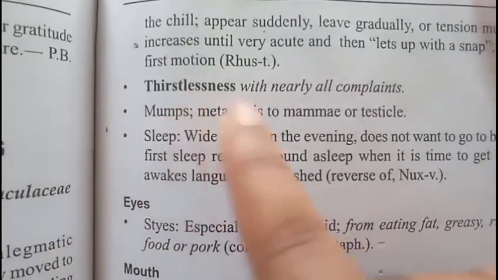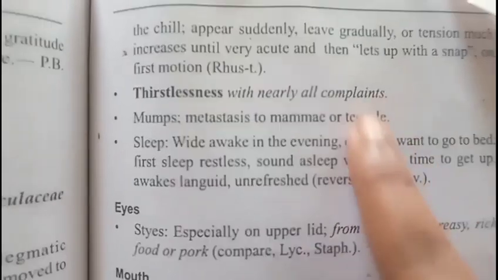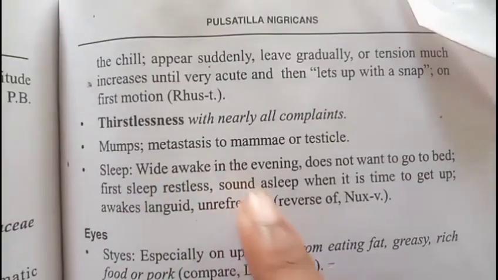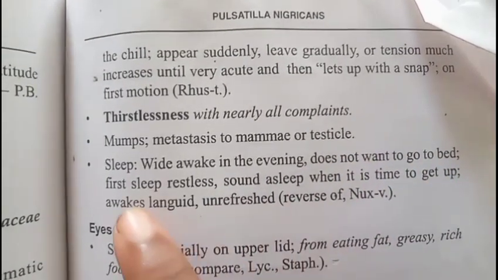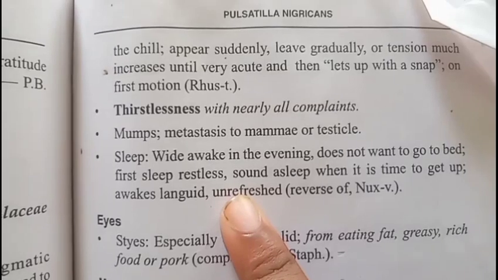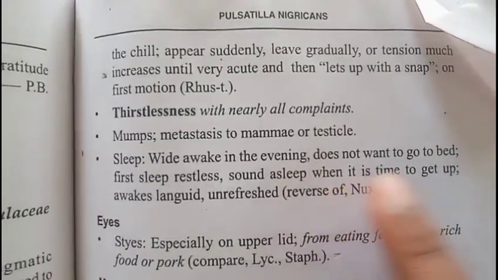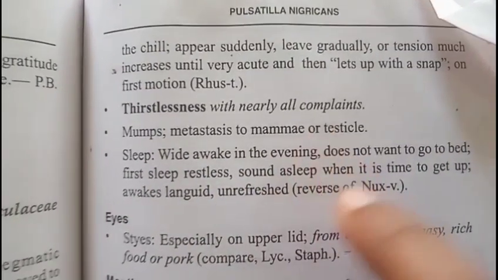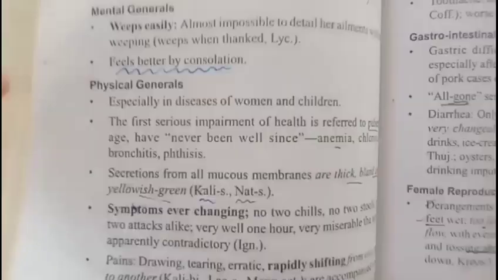Mumps disease: in females mammary metastasis occurs, in males there is testicular metastasis. What about the sleep? Suddenly wakes in the evening, does not want to go to bed, but falls fast asleep restless. But when it is time to get up, becomes languid and unrefreshed because sleep is incomplete. Reverse of Nux vomica. This is the physical general guiding point.